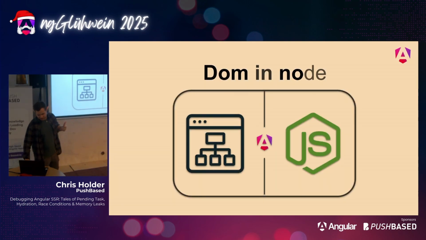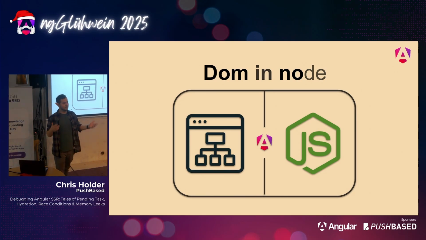And that is where the beautiful Domino comes in. Domino is, as the name implies, a DOM inside of Node. It's a little bit more than a DOM inside of Node. It is essentially a factory that creates these browsers inside of Node that allows you to actually render your application and interact with these browser APIs inside a single context for this render.